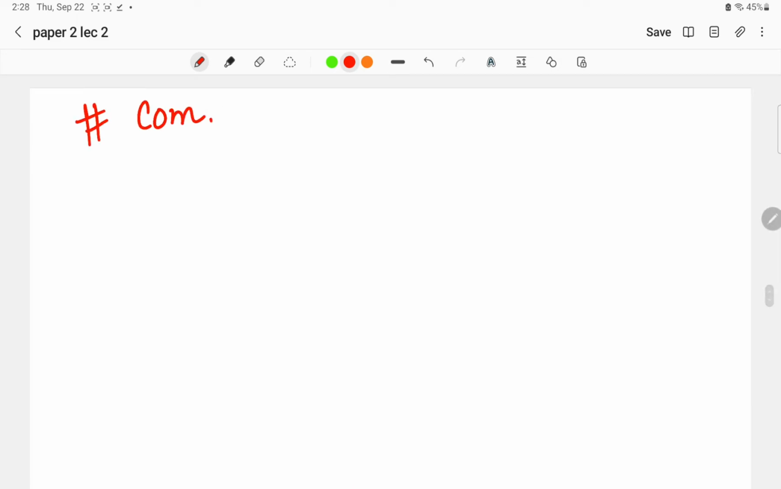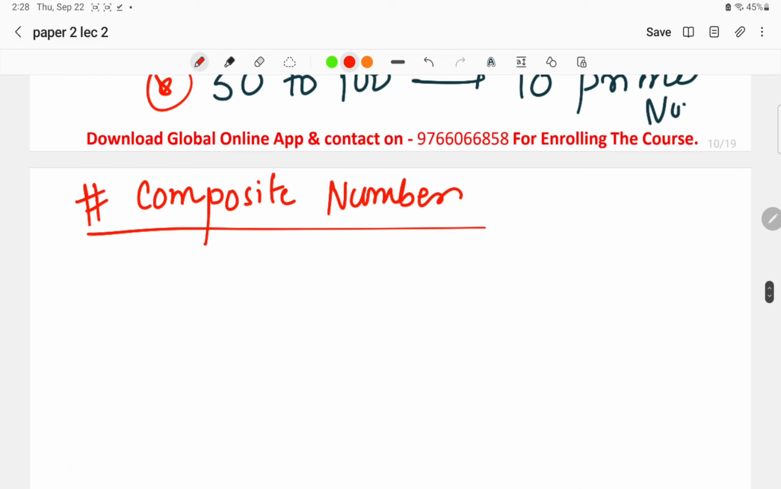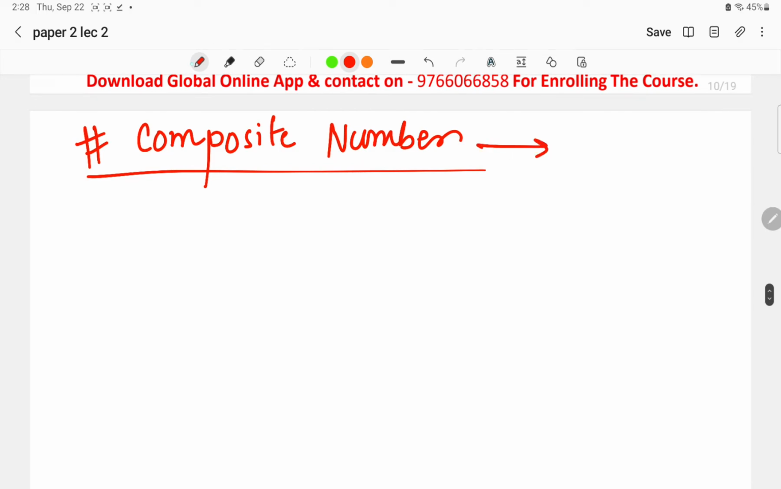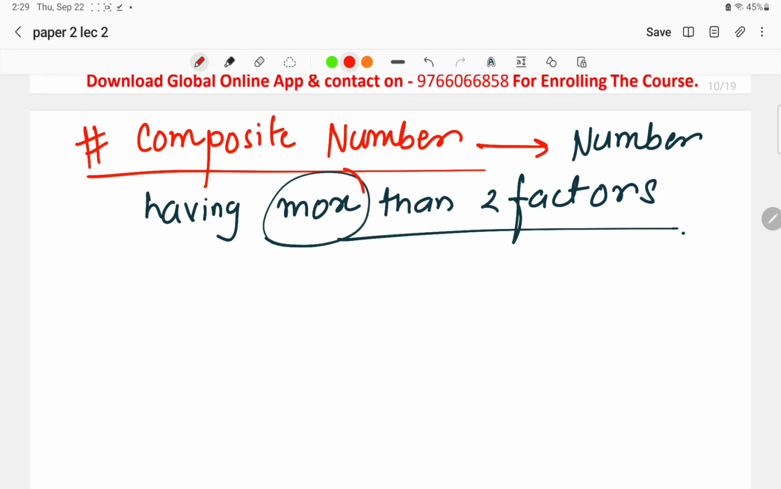Now, what are the composite numbers? As we have seen, in prime numbers a number is having two factors, and this is called a prime number. Now, what is a composite number? A number having more than two factors is called a composite number. As we have seen, a number having two factors was the prime number, and if more than two factors are there, it means that it is the composite number.